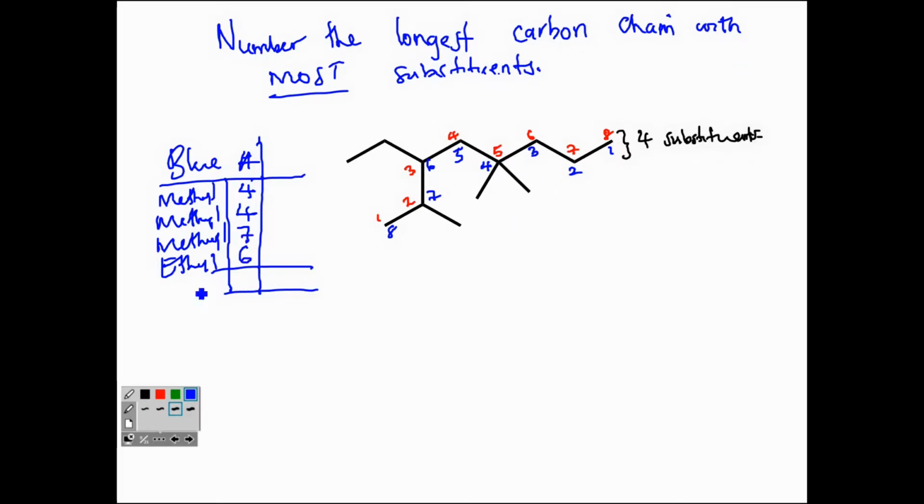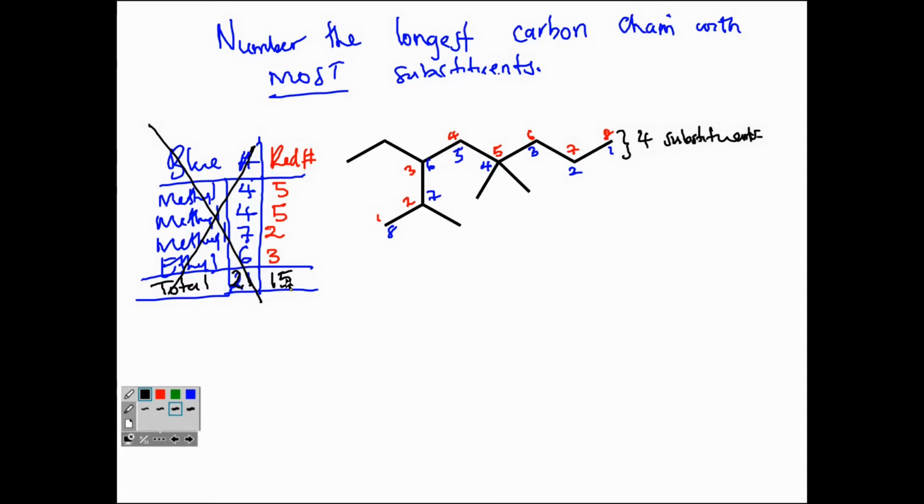You sum these up, you're gonna get 21 for the total. Now what about the red numbering? For the red numbering, you have a methyl on 5, an ethyl on 3, and another methyl on carbon number 2. The red numbering gives you a total of 15. So that tells you the blue numbering is wrong. We're gonna take the red numbering because it gives the least number of carbon sets.